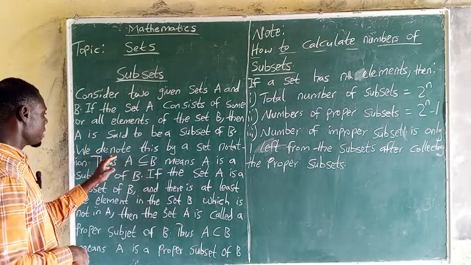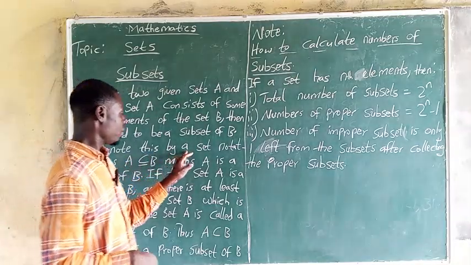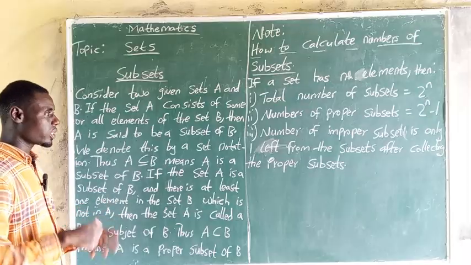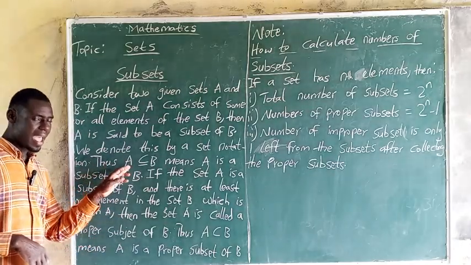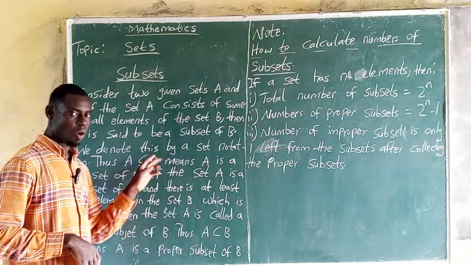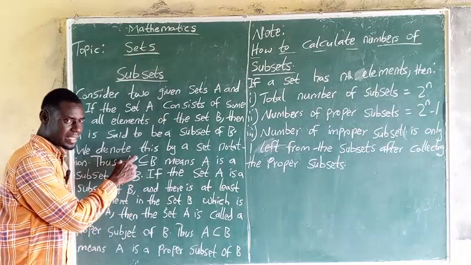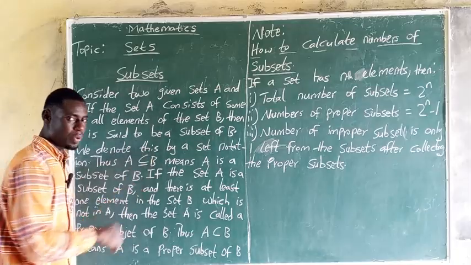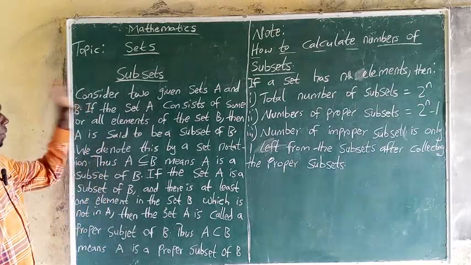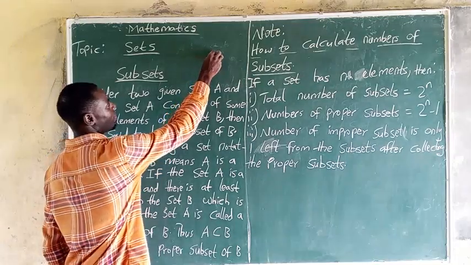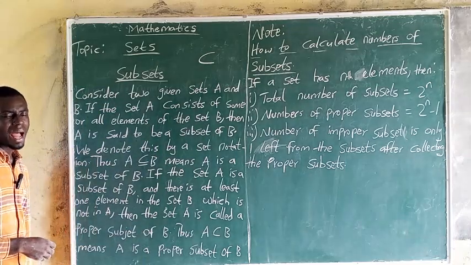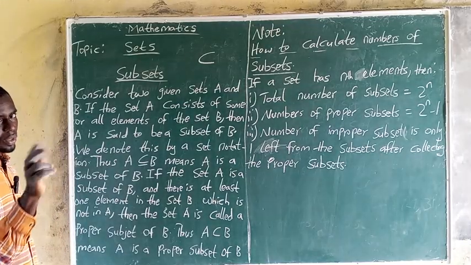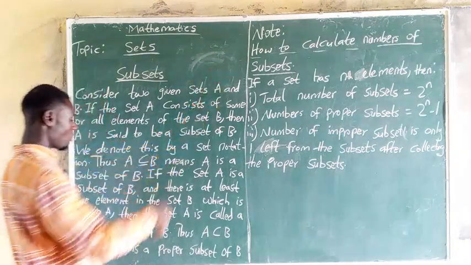So we denote this by a set notation. Like I told you, I'm going to be giving you the notations. Thus, A is a subset of B. That means some of the elements or all of the elements in A are in B. That is the meaning. This symbol here is used for subset. We have something like this, which is called proper subset. Proper subsets are found inside subset. I'm going to explain that as we go further.